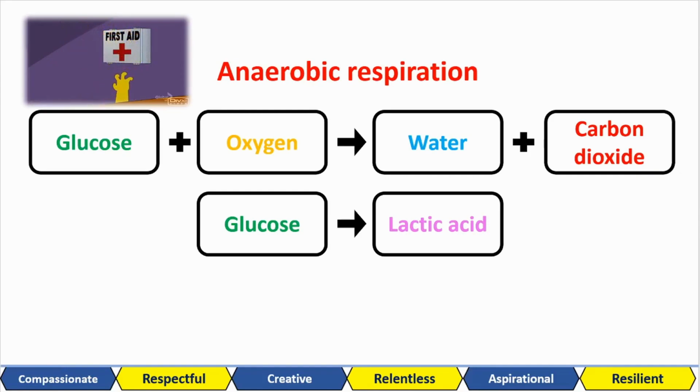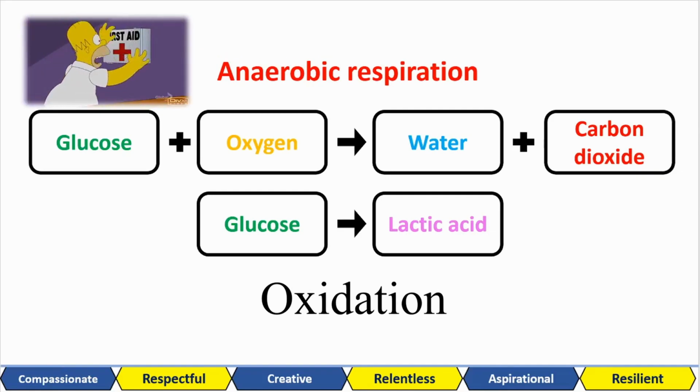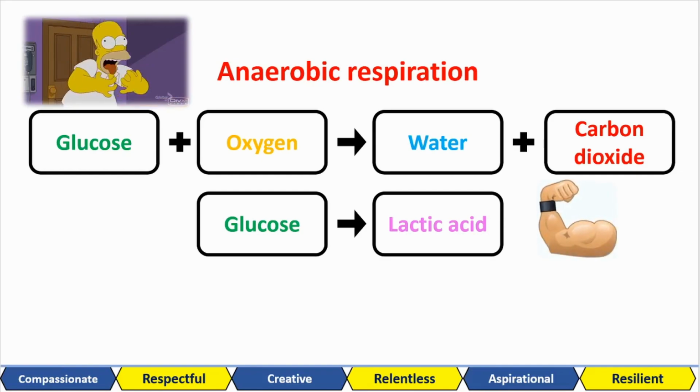You may remember from my reactivity series lesson that when we add oxygen to a reaction, this is called oxidation. Since anaerobic respiration is incomplete oxidation, less energy is released than in aerobic respiration. This version of anaerobic respiration occurs in muscles.